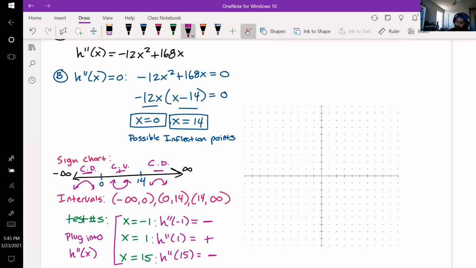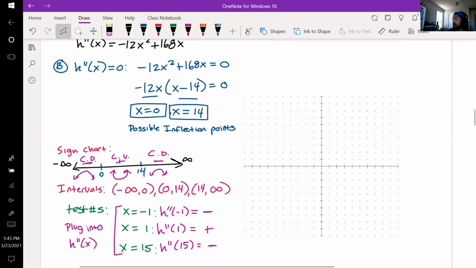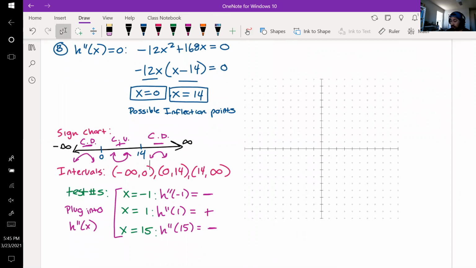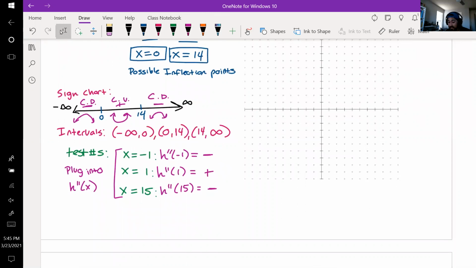And now we can answer one of our questions. It asks, where are we concave up and where are we concave down? So all we do is look at our sign chart to answer this.